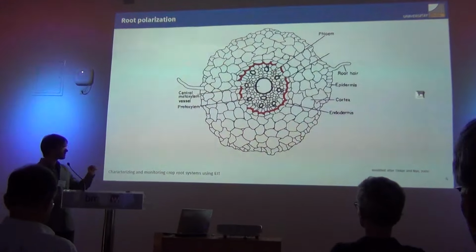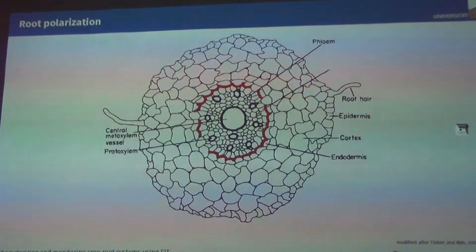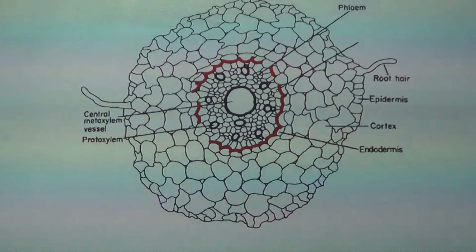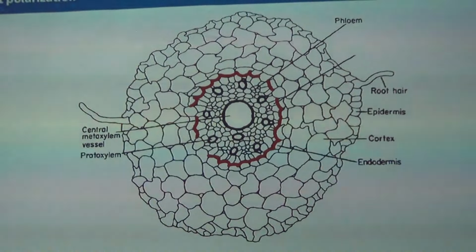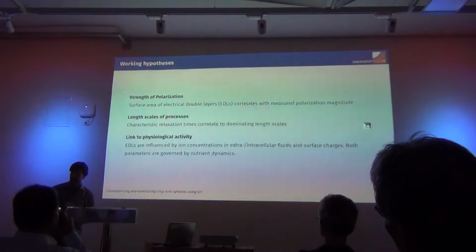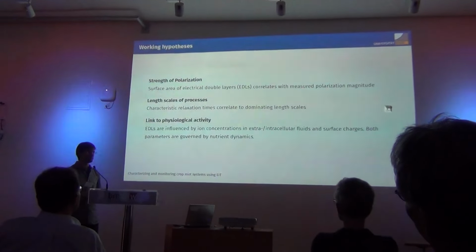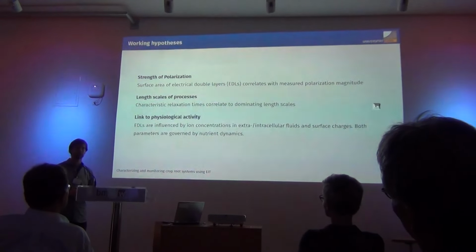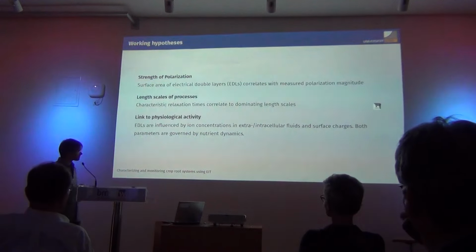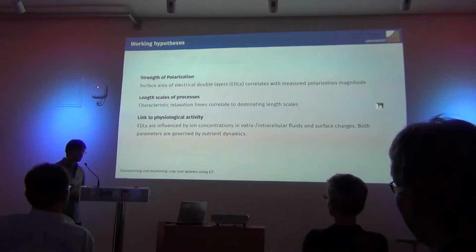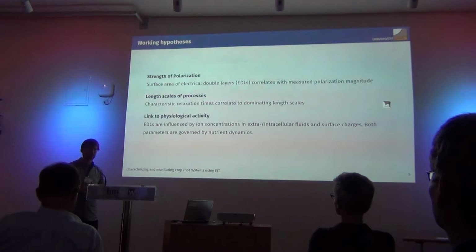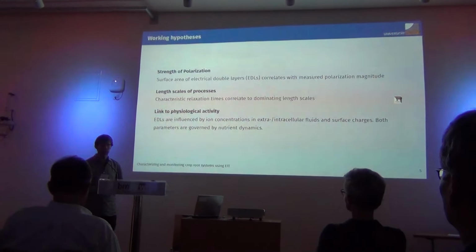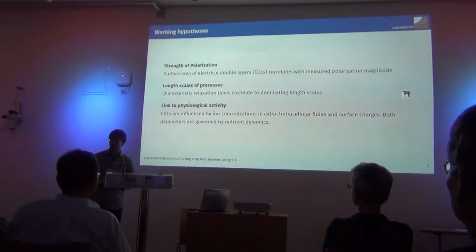So we think that these polarization measurements give us a direct link to structure and in certain terms also function of these biological systems, in our case the root systems. Based on previous studies and our research, we have formulated 3 hypotheses to analyze and interpret these polarization measurements. The first is that the surface area of electrical double layers present in the sensitive area of our measurements is directly correlated to the magnitude or the total polarization that we are measuring.